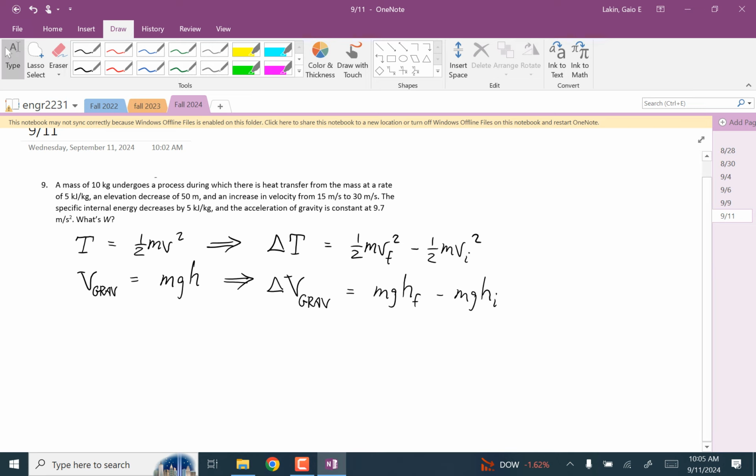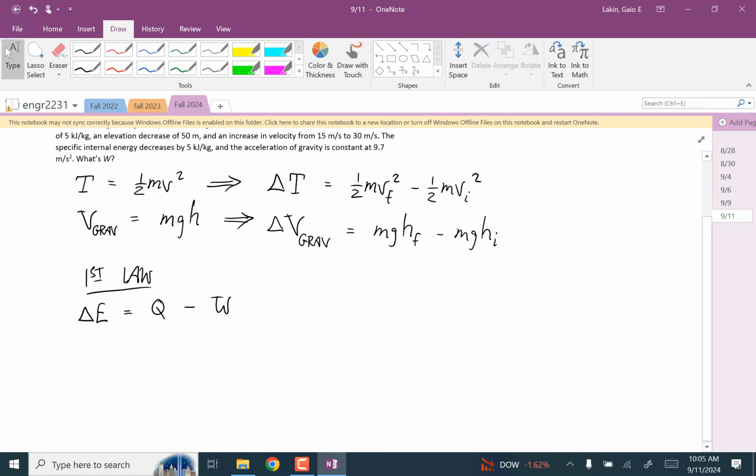Okay, so the first law says the change in the body's energy is equal to Q minus W. If I expand the meaning of delta E, that's the change in kinetic plus the change in potential, which is only gravitational in this case, plus the change in internal energy, and that's equal to Q minus W. W's are hard.